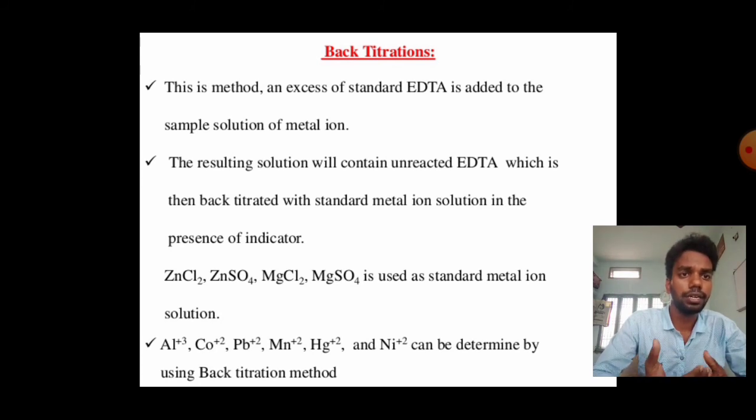So that can be calculated by using some few calculations, where in this way you can estimate the amount of nickel or manganese, lead, cobalt, nickel, aluminum, right? So this is about back titration.